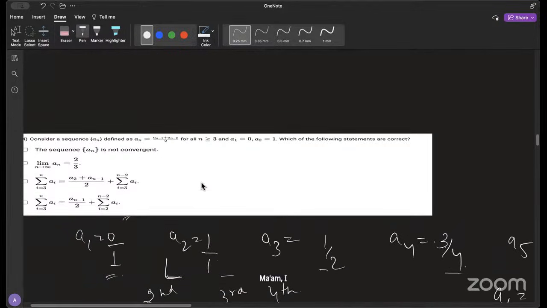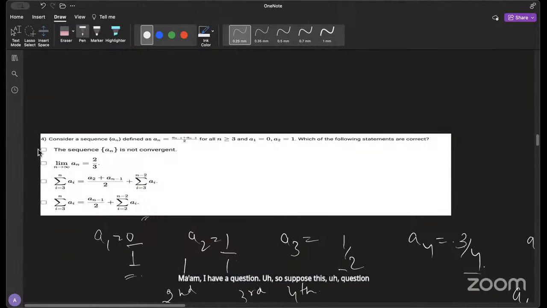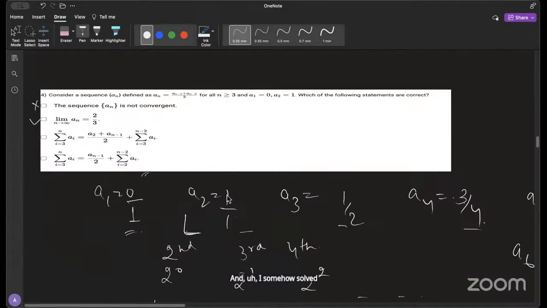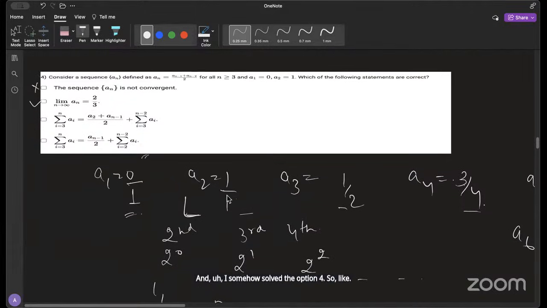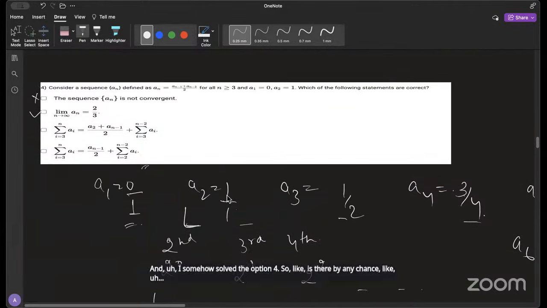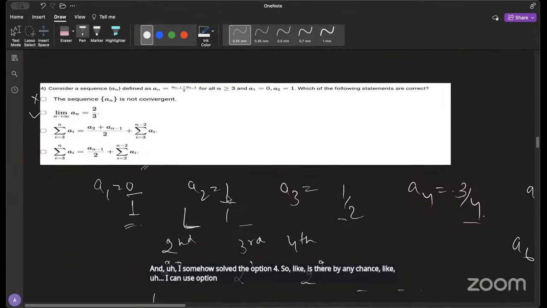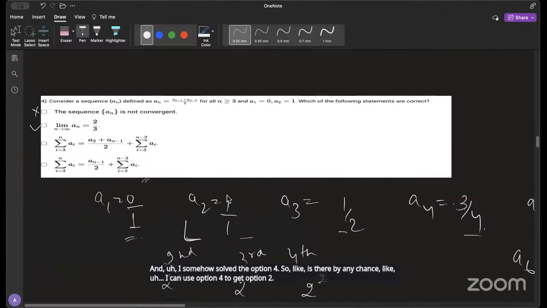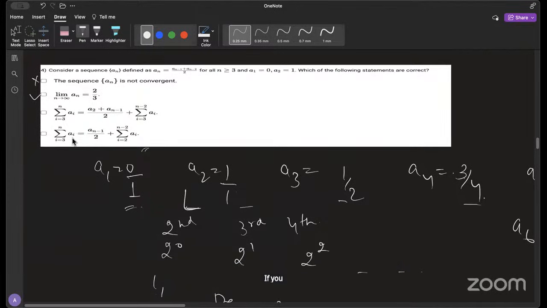Ma'am, I have a question. Yes. So suppose this question comes in an exam, and I somehow solved option 4. Is there any chance I can use option 4 to get option 2? If you're somehow able to solve option 4 and it comes out to be correct, then yes, you can use it to find the sequence.